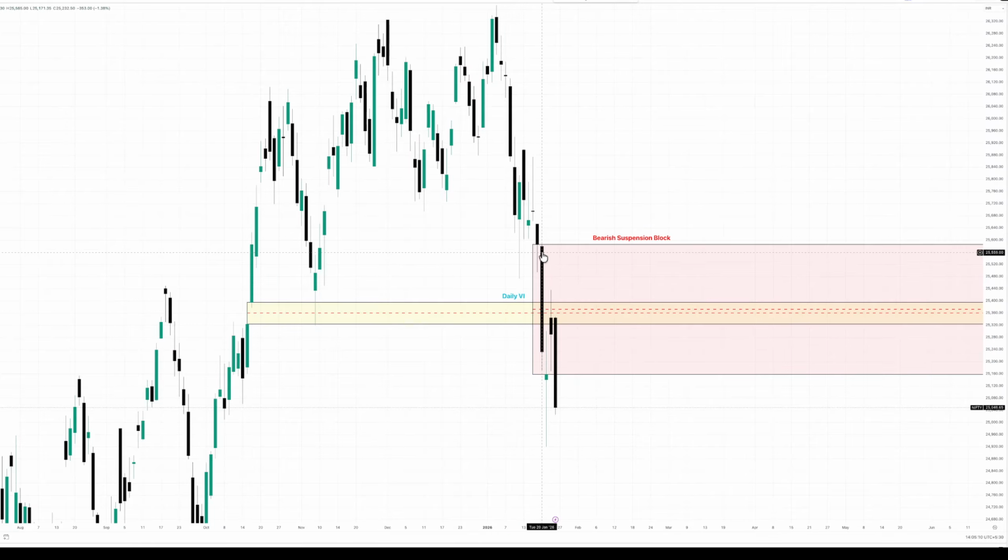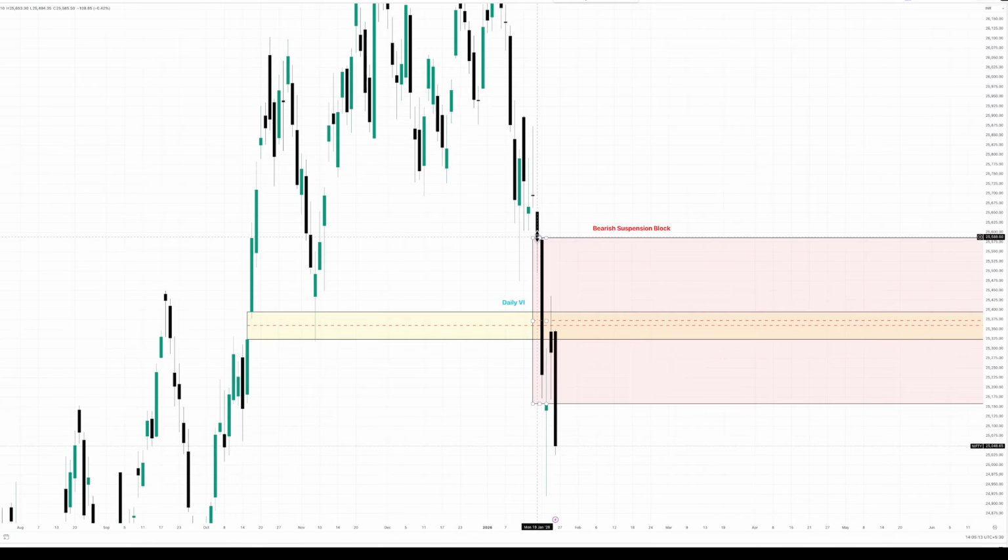This suspension block I'm drawing from this volume balance to this volume balance. Generally, if you draw the bearish fair value gap, it will come from this wick to this wick. But since the candle which has created the bearish fair value gap also has volume balance associated at the high and bottom of the candle, you need to include these two volume balances also. Then we'll be calling it a suspension block. Since it is bearish, we'll call it a bearish suspension block.